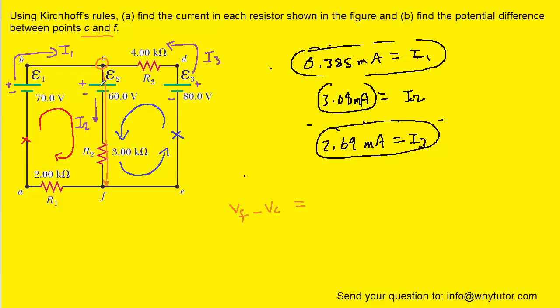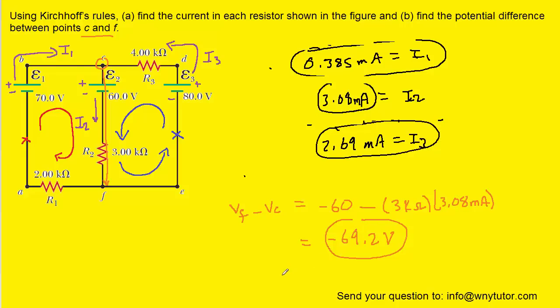Again, we'll keep track of potential changes. So same rules as before. Moving from positive to negative terminals means a negative 60 volts potential change. And then we're moving through the resistor in the direction of I2, so that will be a minus sign. And then we'll have to multiply the resistance of 3 kiloohms by the current I2, which we had determined to be 3.08 milliamps. And when we crunch this down, we should get negative 69.2 volts. And that will turn out to be the potential difference between points C and F.